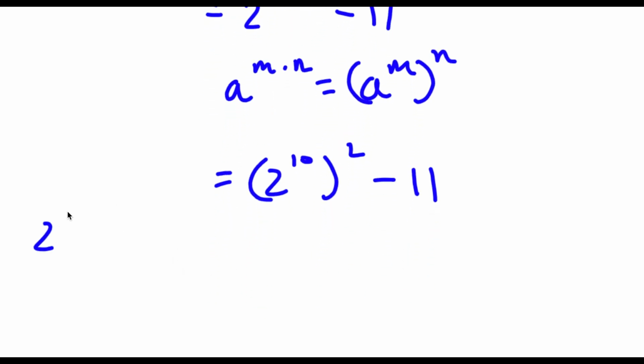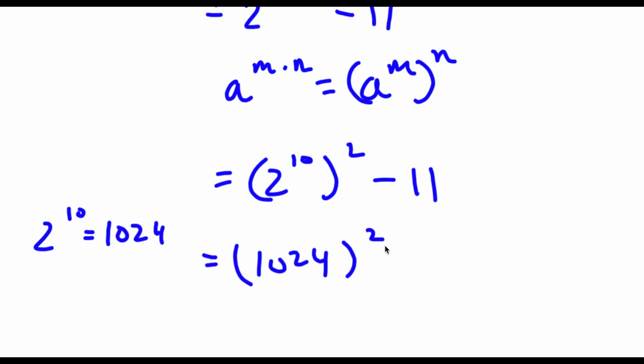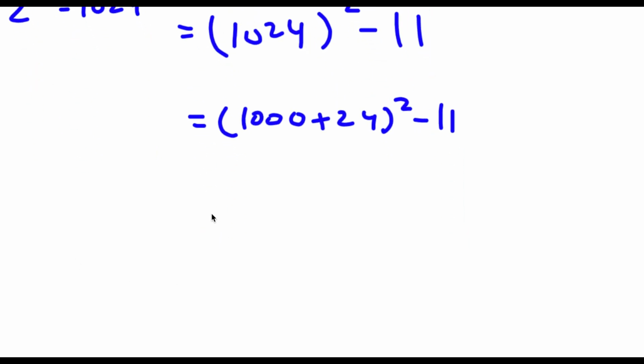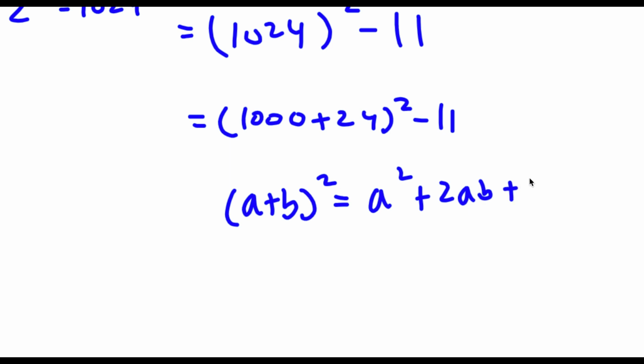Now 2 to the power of 10 is equal to 1,024. So now I have 1,024 to the power of 2 minus 11. And 1,024, I can rewrite as 1,000 plus 24, to the power of 2, minus 11. Now, if I have something in the form a plus b squared, this is simply equal to a squared plus 2ab plus b squared.